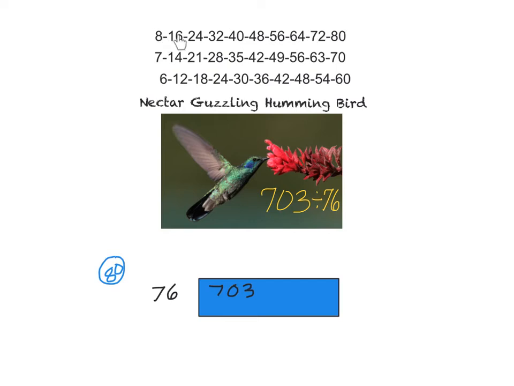So this is 80, 160, 240, 320, 400, 480, 560, 640, and then 720, which would be too much here because I've got 703. So I've got to drop back to the 640, which means I'm going to multiply this by 1, 2, 3, 4, 5, 6, 7, and 8. So I'm going to put an 8 right here and drop my 8 right there.